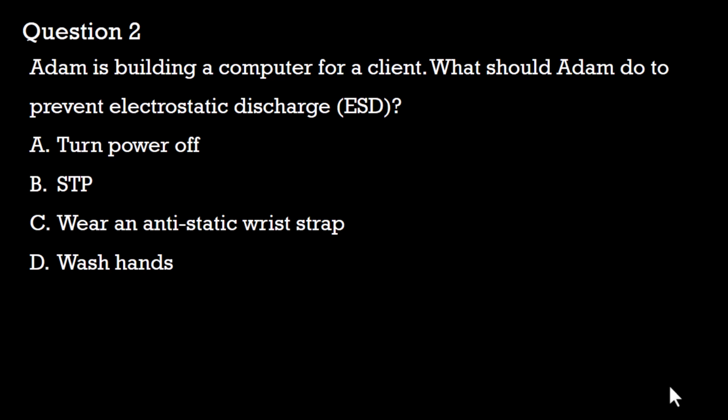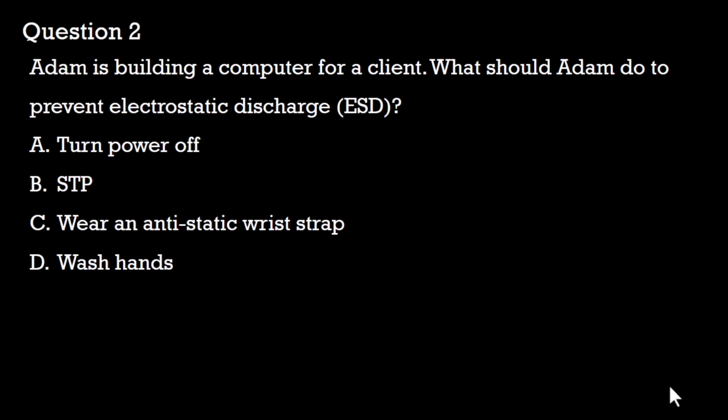Question 2. Adam is building a computer for a client. What should Adam do to prevent electrostatic discharge? A. Turn power off. B. STP. C. Wear an anti-static wrist strap. D. Wash hands. An electrostatic discharge, or ESD, is the sudden flow of electricity between two electrically charged objects caused by contact. Now, this causes an electrical short, and it is a significant concern in electronics because it can cause extensive damage to sensitive electronic components.